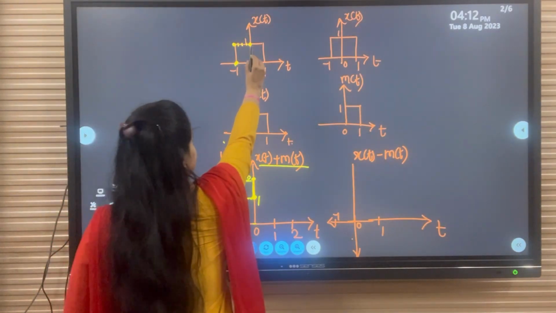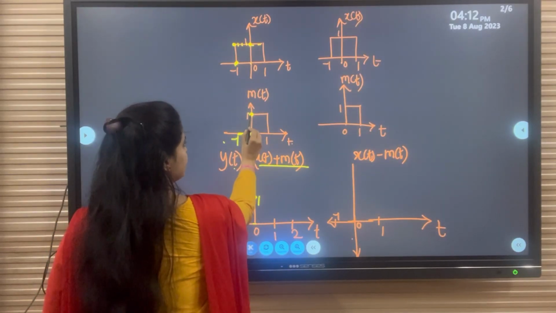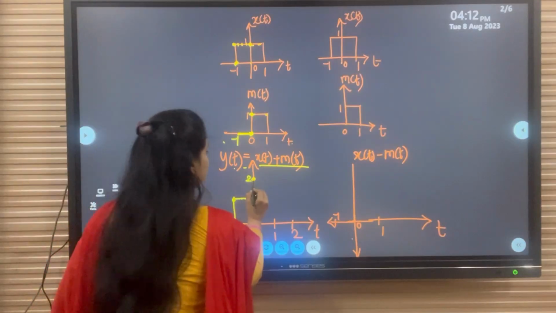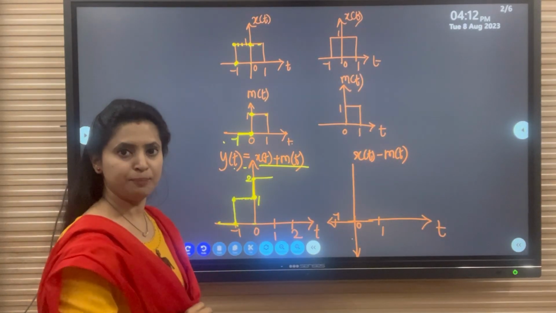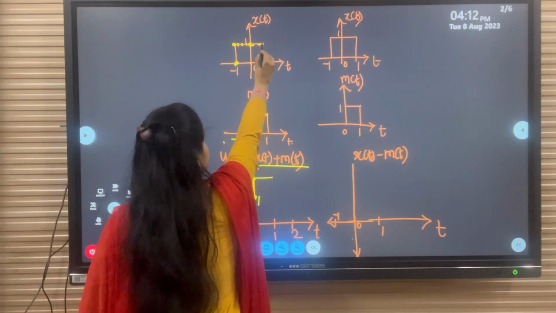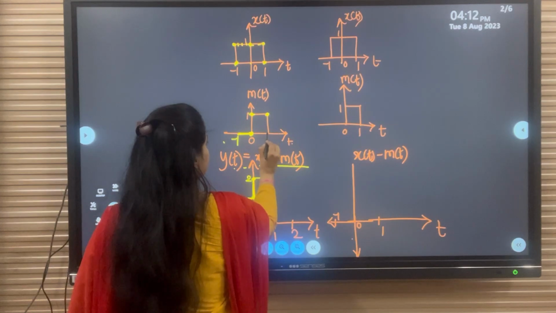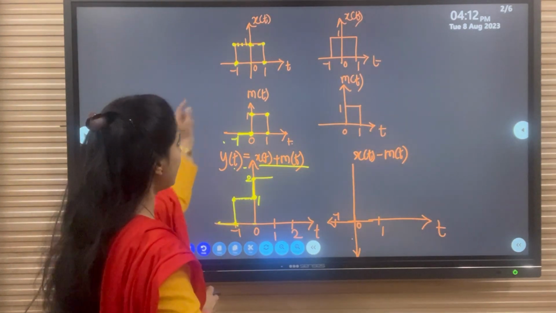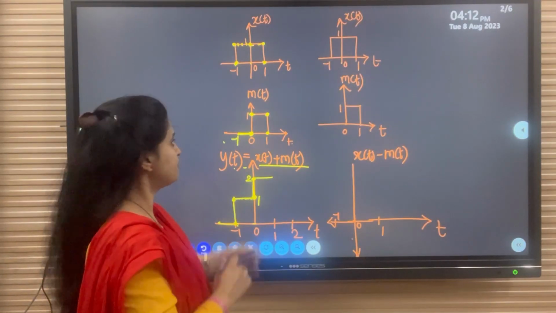Then in the range 0 to 1, this is having amplitude 1. Here this is having amplitude 1. So 1 plus 1 is equal to 2. So in the range 0 to 1, this is having amplitude as a 2. And then here it is having amplitude 1 and 0. Here it is having amplitude 1 and 0. So for both the signals, we have to consider the transition, the way which we have considered.